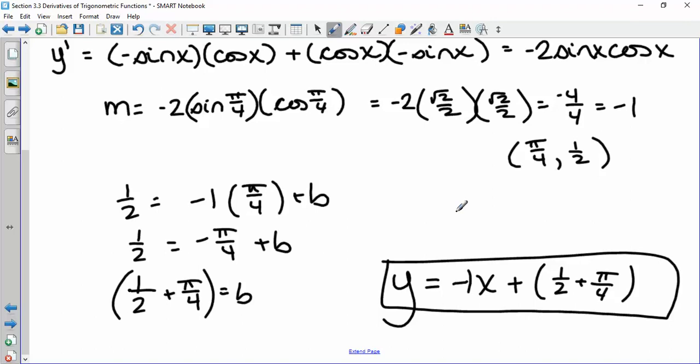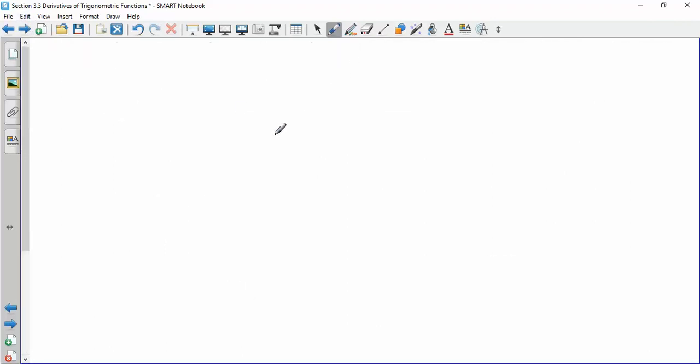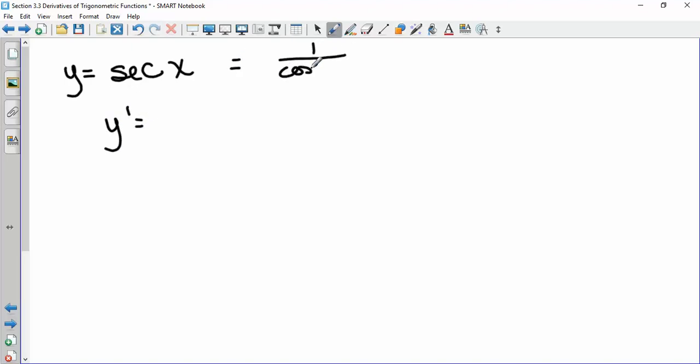So what I want to talk about now is the derivatives of the other trig functions. We've done sine, cosine, and tangent. We can get the others in much the same way. For instance, if I wanted to find the derivative of secant. We know secant is just 1 over cosine, right? So we could do the quotient rule like we did yesterday.